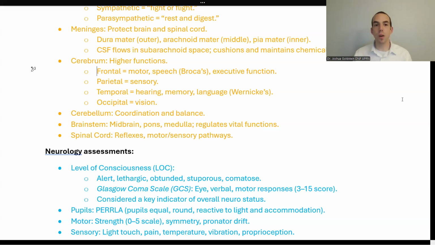The lowest you could get is a 1, 1, 1. Glasgow Coma Score is a key part of neurology and neurological assessment. It's probably the most tested on neurology assessment. Next, let's look at the pupils.